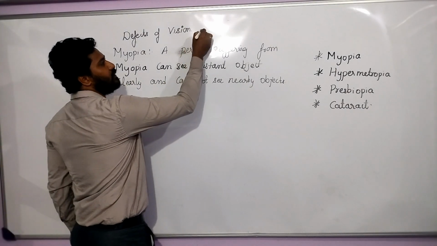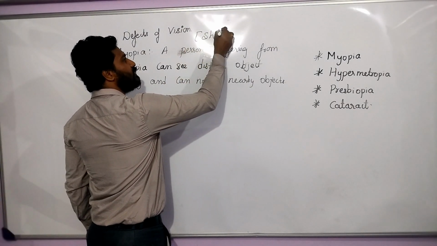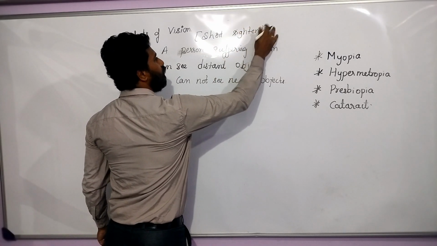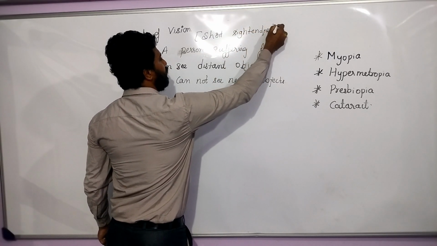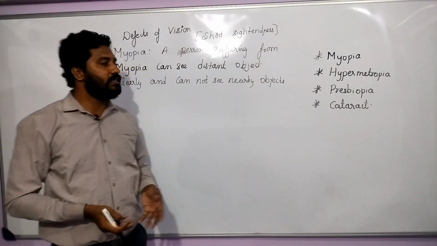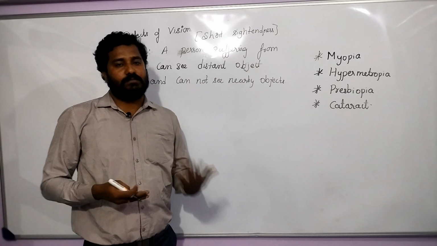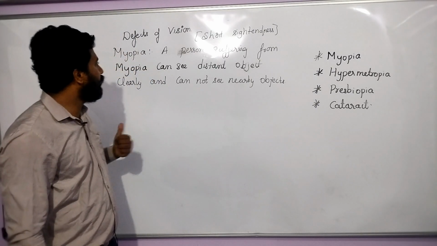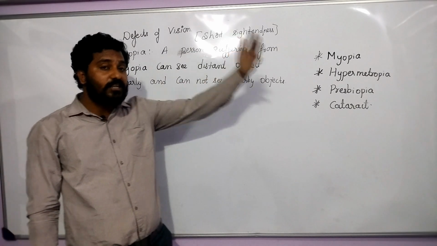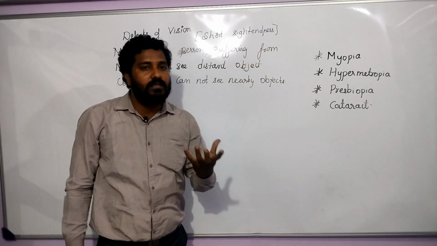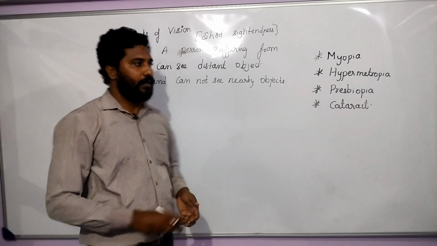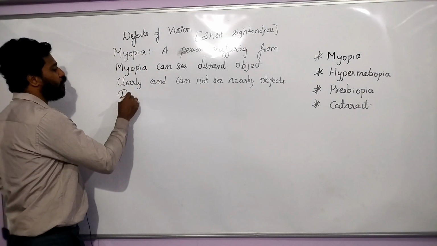Myopia is also called short-sightedness. Very important. So instead of myopia, they may also ask you to define or explain short-sightedness. Anything they can ask. So a person suffering from myopia can see distant objects clearly and cannot see nearby objects. Then he is suffering from a defect called myopia. What are the reasons for myopia?